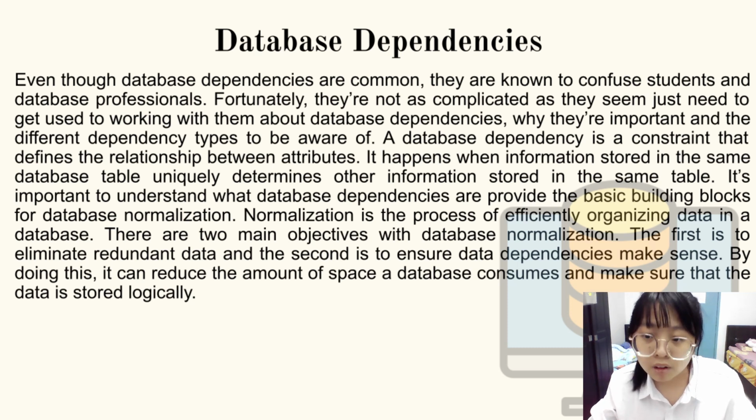There are two main objectives with database normalization. The first is to eliminate redundant data, and the second is to ensure data dependencies make sense. By doing this, it can reduce the amount of space a database consumes and make sure that the data is stored logically.